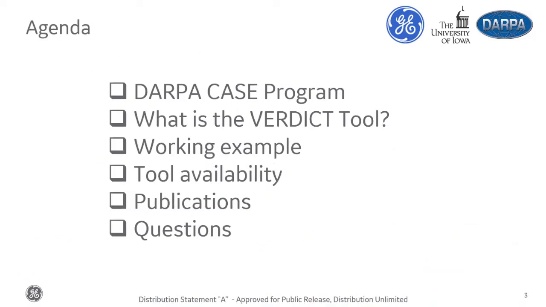The way the pitch will go today is first I'll introduce the DARPA CASE program, give you a little background of what the program was intending to create. I'll talk a little bit about our VERDICT tool, and then I'll go through a working example and show a little bit of hands-on how to use the tool. Then I'll show you our GitHub where the tool is available, along with some models that you can use and some training material on our wiki, and then point to some publications and then take some questions.